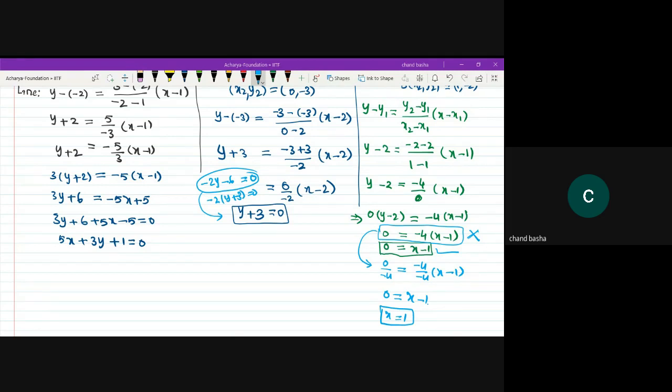Ritvik, any doubt? Still any doubt? Sir, how are we getting x minus 1, sir? From where are we getting that?